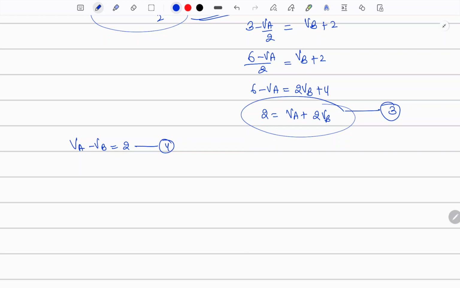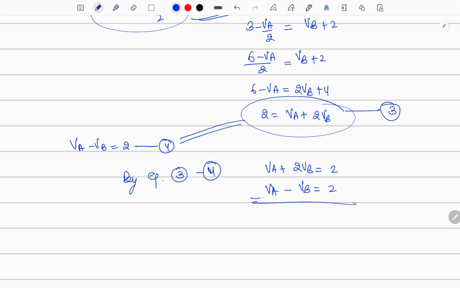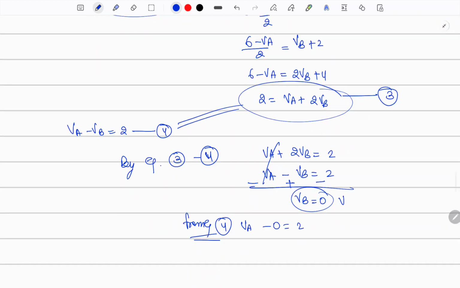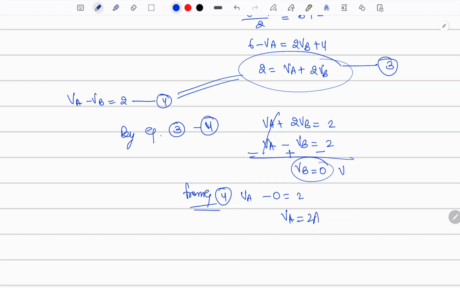Now by equation 3 minus 4: VA plus 2VB is equal to 2, then VA minus VB is equal to 2. If I subtract that, VA cancels, VB value is 0 volt, and VA value from equation 4, VA minus 0 is equal to 2, that means VA is equal to 2 volt.